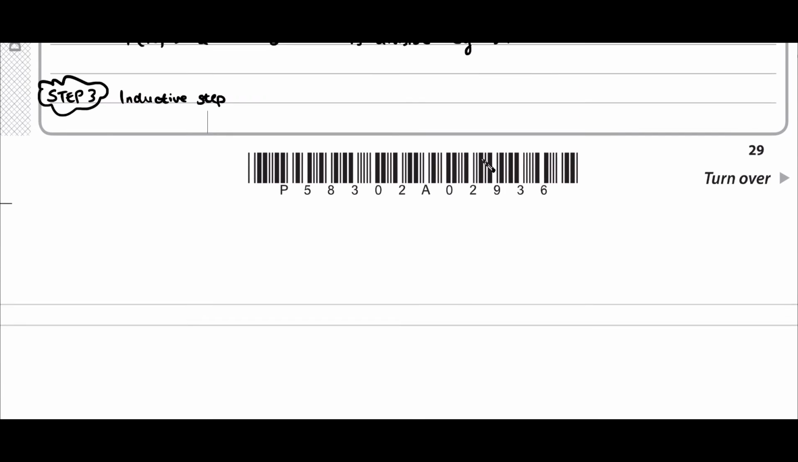We have f of k plus 1 equals 4 to the power of k plus 1 plus 1 plus 5 to the power of 2 lots of k plus 1 minus 1. So using the laws of indices, this is the same as 4 to the power of k plus 1 times by 4 to the power of 1. Remember, we add the powers here. And if we expand the top, we have 5 to the power of 2k plus 2 minus 1.